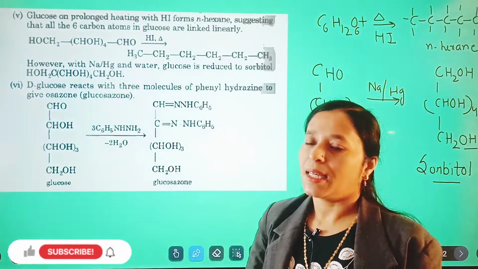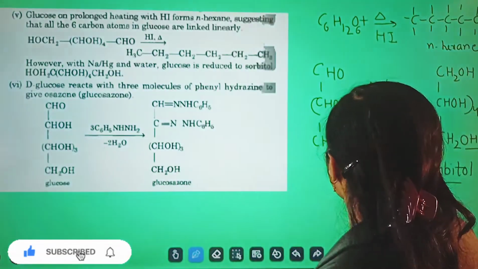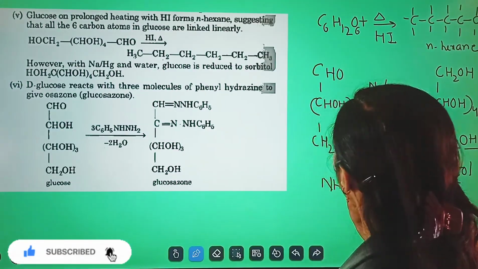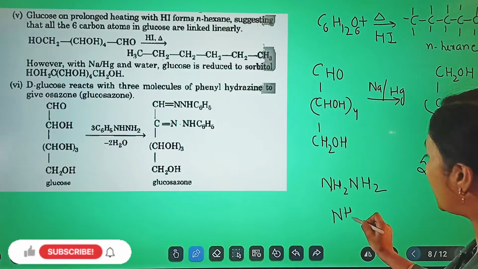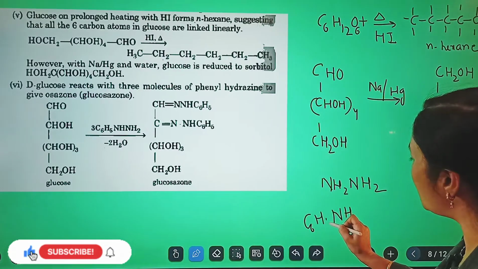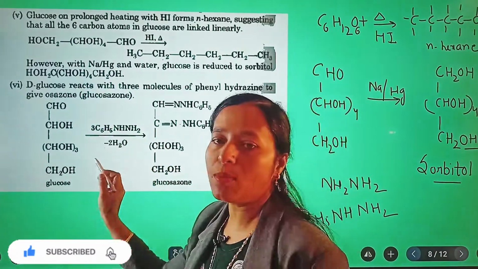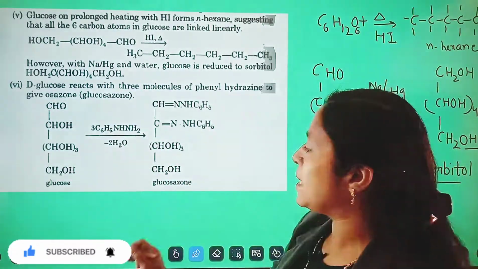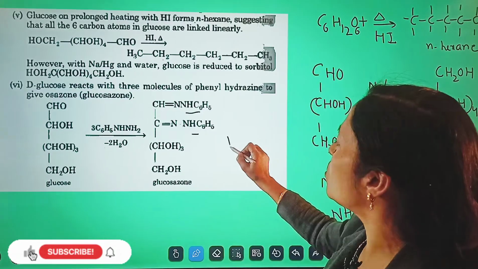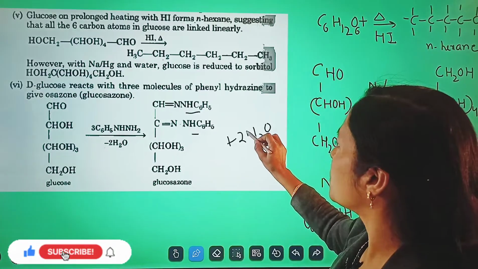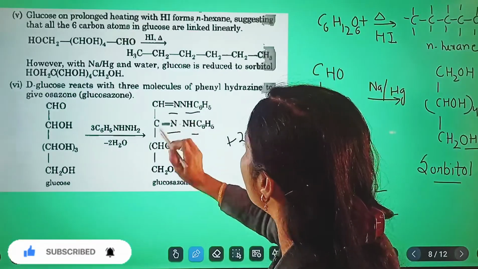Similarly, D-glucose reacts with 3 molecules of phenyl hydrazine. Students, you know that this is hydrazine. If we replace one hydrogen atom with the phenyl group, it becomes phenyl hydrazine. So on reacting with phenyl hydrazine, 2 molecules of water are released and a glucosazone is formed, as you can see in the structure, with the release of 2 water molecules. And double bond formation will also take place, as you can see in this structure.